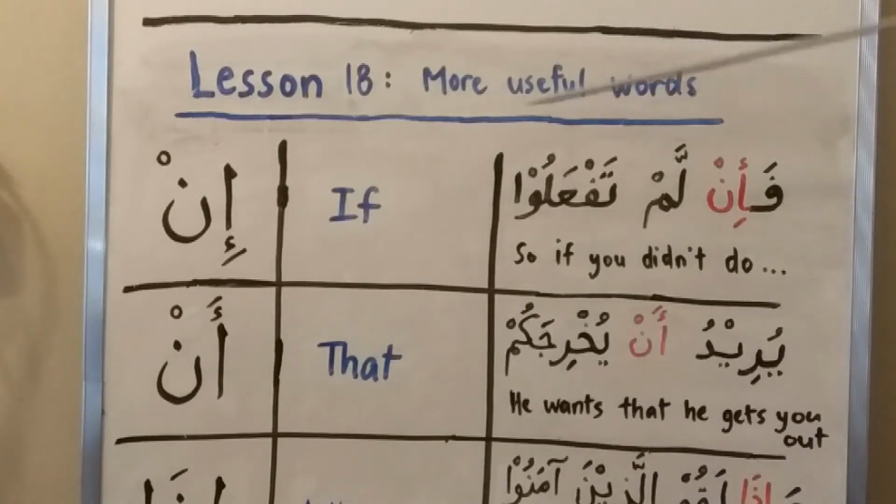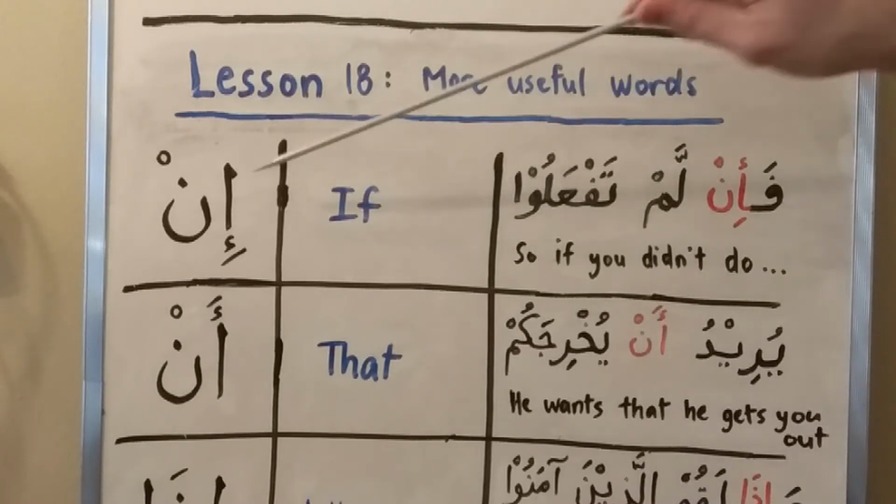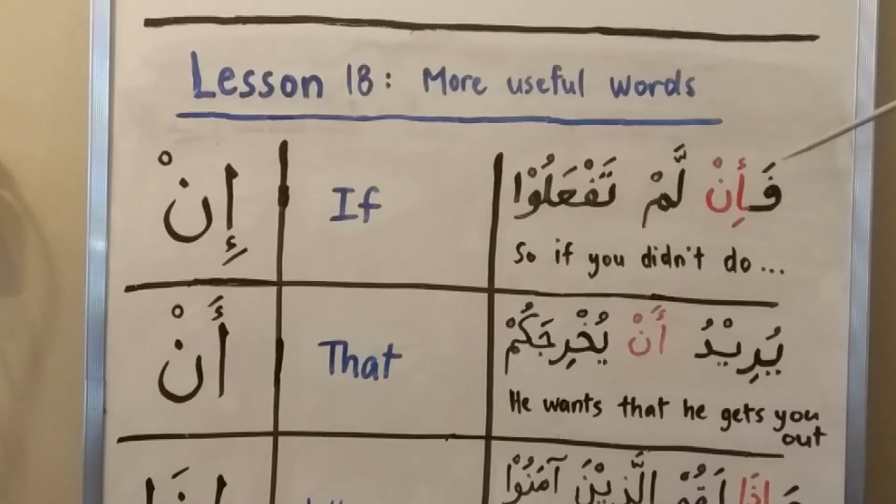Okay, so the first word we're going to look at is in. It's one of the Arabic words that means if. There's actually a lot of words that mean if, but in is just one of them. For example, فَإِن لَمْ تَفْعَلُوا. So if you didn't do. Okay, so in means if.